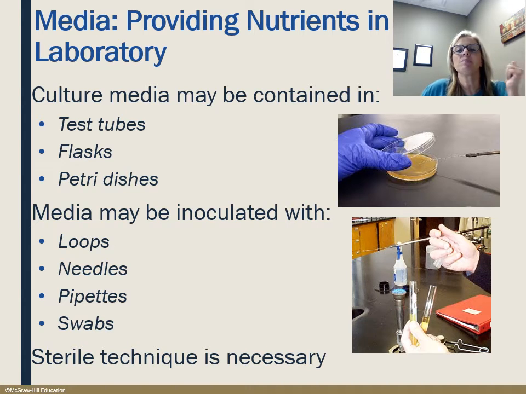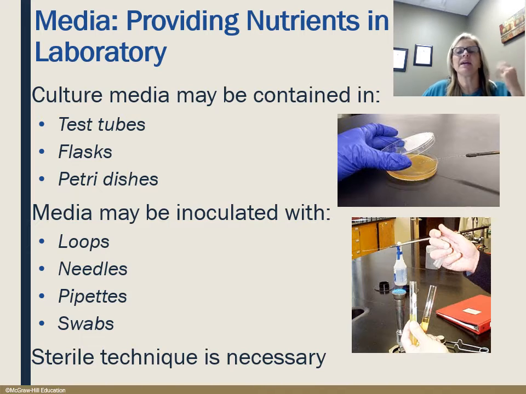Some microbes only have a few things they need for growth. They're low maintenance, others are more complex. And so we're going to have different types of media to grow things in. Culture media is going to be found in things like test tubes, flasks, and Petri dishes. Then we inoculate them using loops, needles, pipettes, or swabs. We actually use all of those in the lab, and we do need to use sterile, or what we call aseptic, techniques.